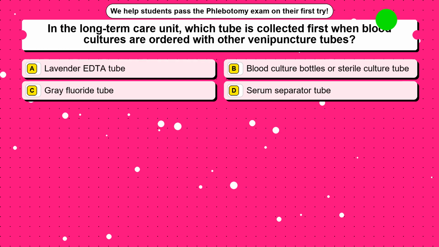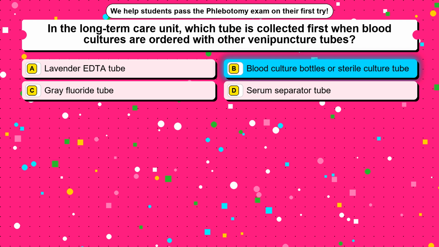Question 50. In the long-term care unit, which tube is collected first when blood cultures are ordered with other venipuncture tubes? Option A. Lavender EDTA tube. Option B. Blood culture bottles or sterile culture tube. Option C. Gray fluoride tube. Option D. Serum separator tube. The correct answer is option B.